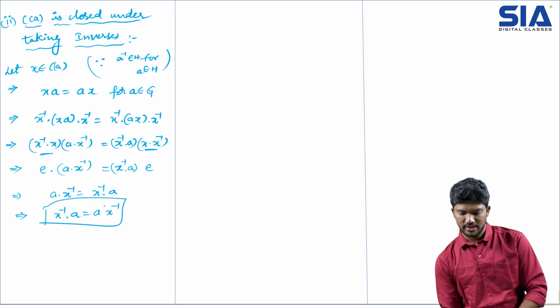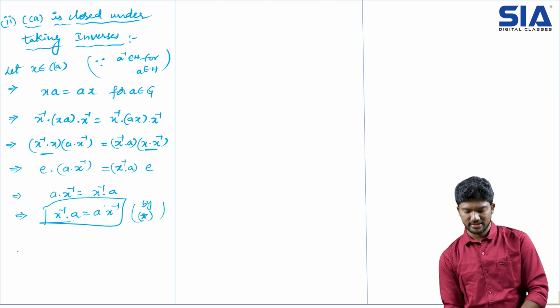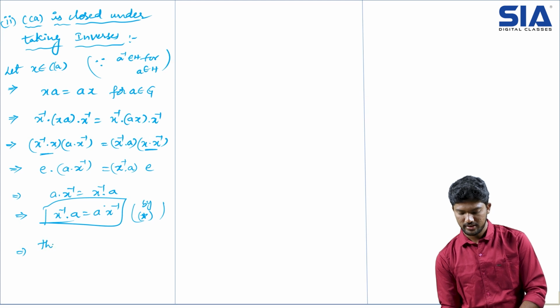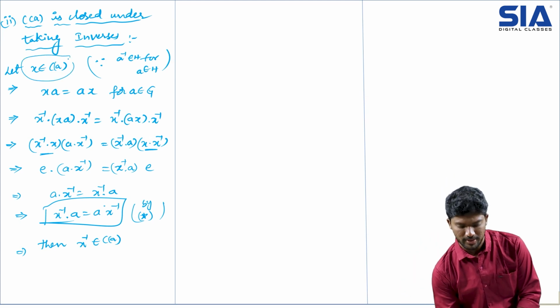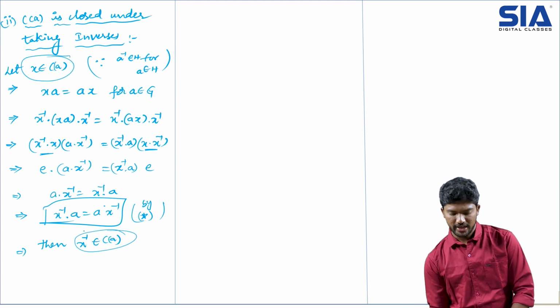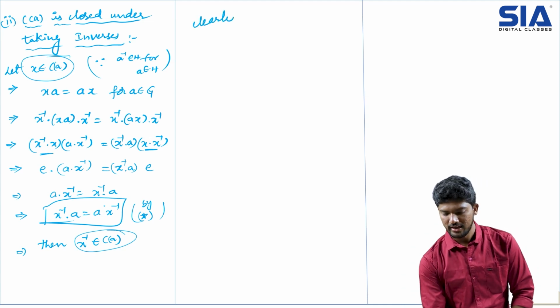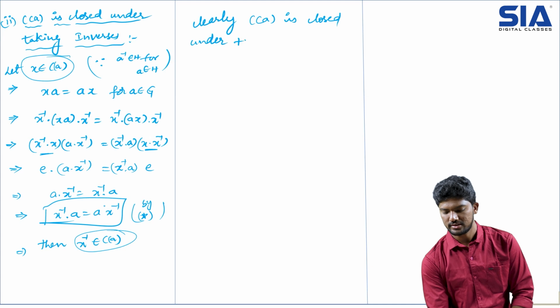If you compare this equation with equation star, by equation star you can say that x inverse into a is equal to a into x inverse, then x inverse also belongs to C of A. First we took x belongs to C of A. Here we got x inverse belongs to C of A. Clearly, C of A is closed under taking inverses.